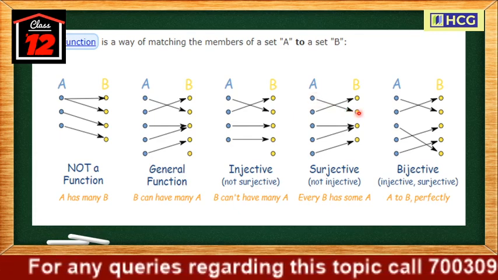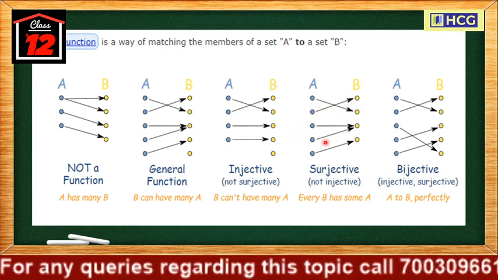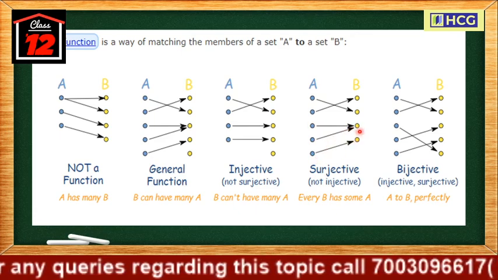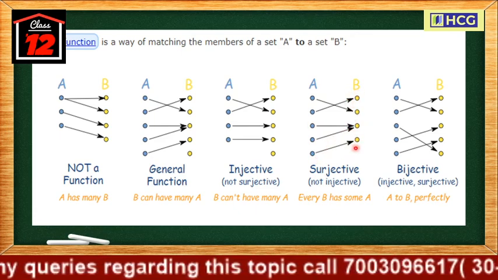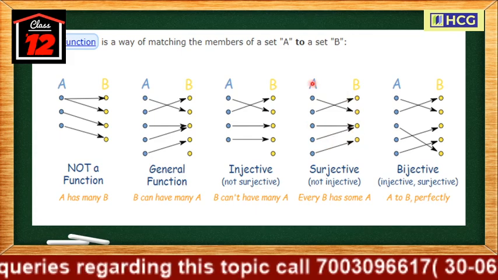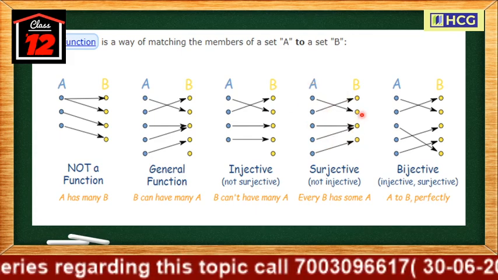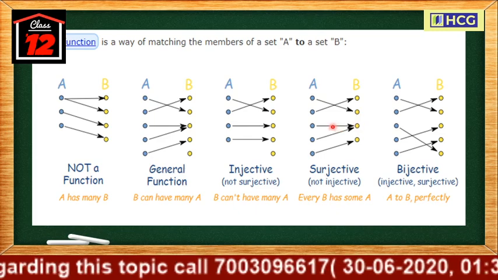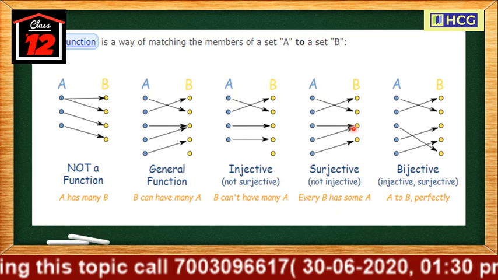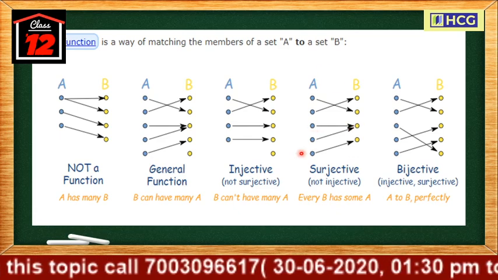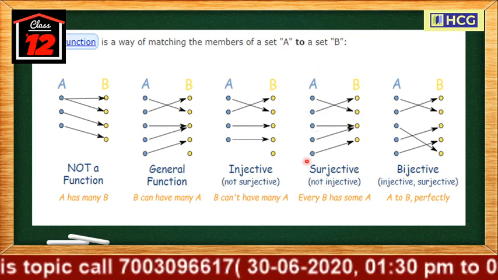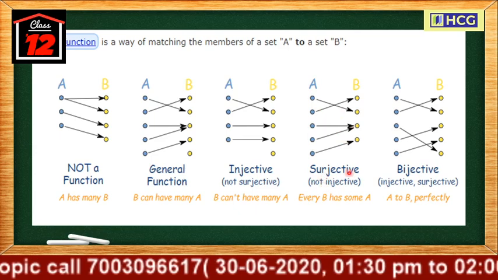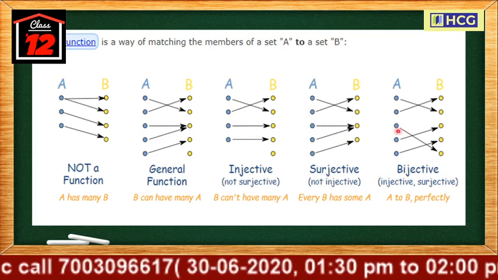Now we see the fourth figure. This point is mapped to this, and this. Every element in the codomain set has a pre-image, so this function is surjective. But this yellow dot has two pre-images, this and this, so it has no unique pre-image. Therefore this function is not injective but surjective.